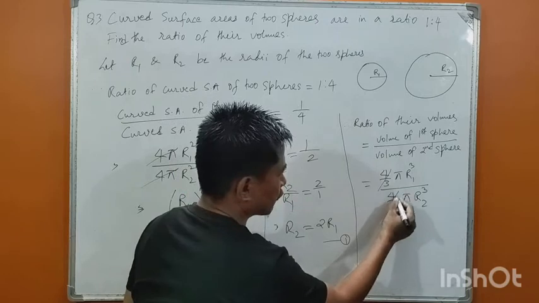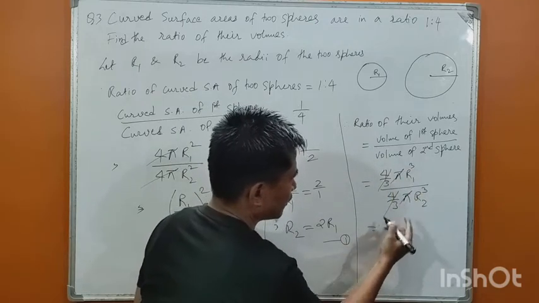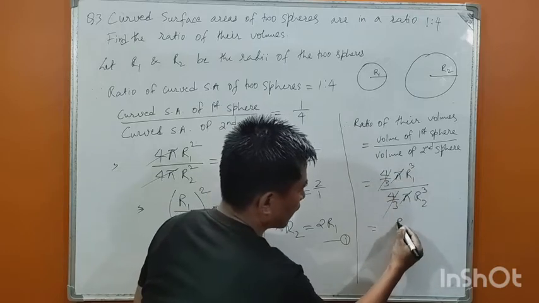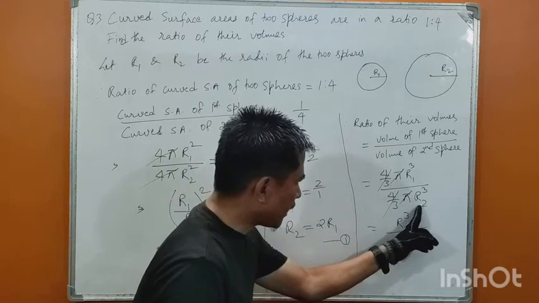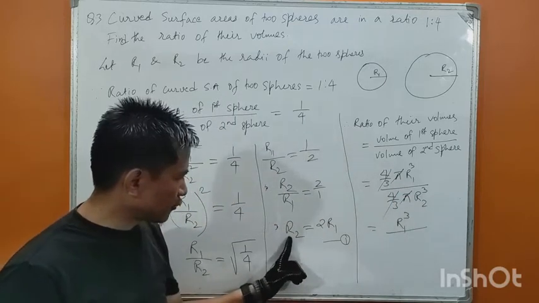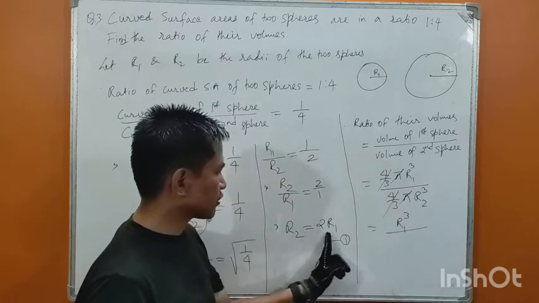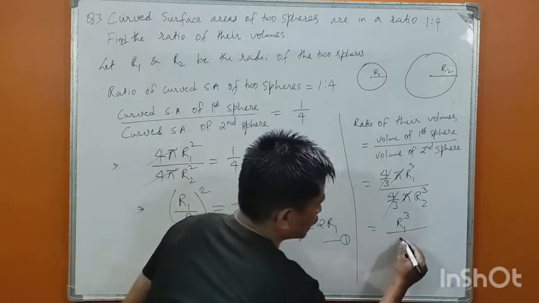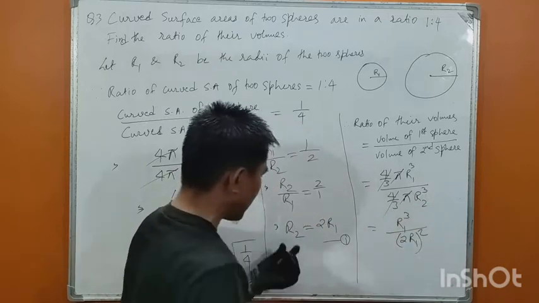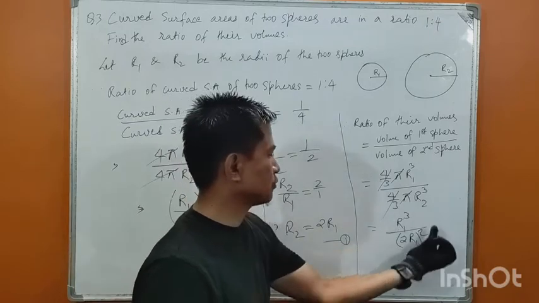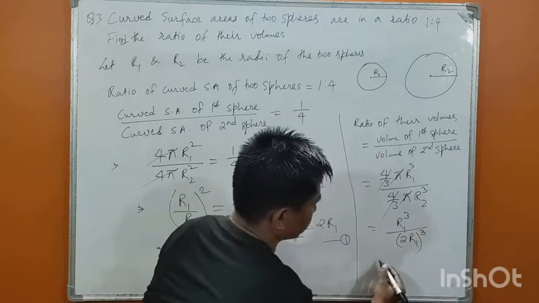So this 4 by 3 and 4 by 3 can be cancelled, and the pi can also be cancelled. So r1 cube is in the numerator, and in the denominator we have r2 cube. And what is the value of r2? r2 is 2r1. So let us put the value of r2 from equation 1. r2 means 2r1, whole cubed. This is not a square, okay? This is cubed. This cube comes here.